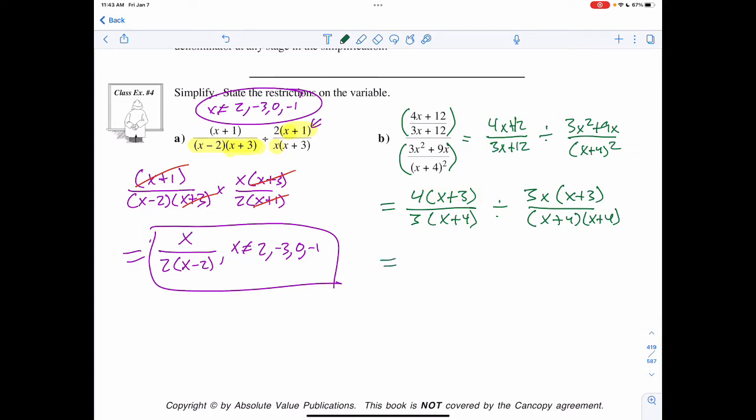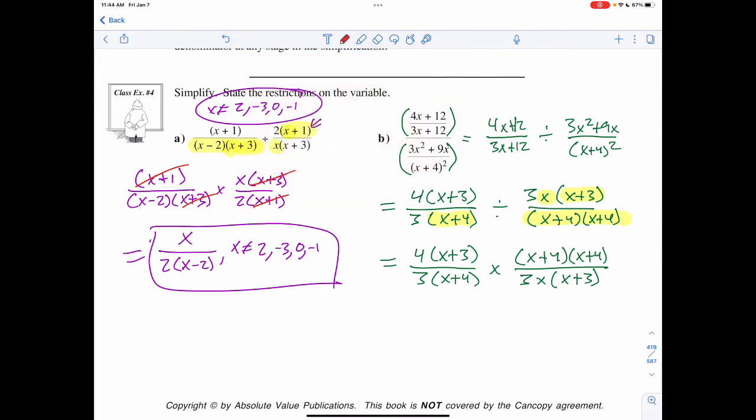Now I'm going to check for all of my different non-permissibles through it all here. I know that I have some repetitions. I'm going to take the reciprocal of what comes after the divide, 4x plus 3 over 3x plus 4 multiplied by x plus 4 times x plus 4 over 3x and x plus 3.